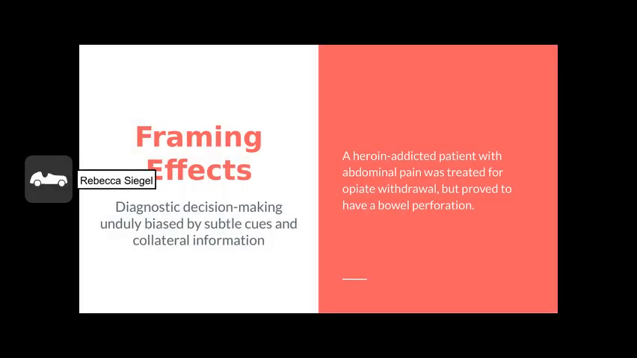And then framing effects are when a doctor or mental health professional will kind of make assumptions about why an individual has an illness based on other aspects of them, and not actually look at the patient fully. So the example I have here is someone who was addicted to heroin might have abdominal pain, and they were also treated for opiate withdrawal. And the doctor might think, oh, you're just having that abdominal pain because you're going through withdrawal, and not actually taking it as something more serious, because it could be something more serious later on.